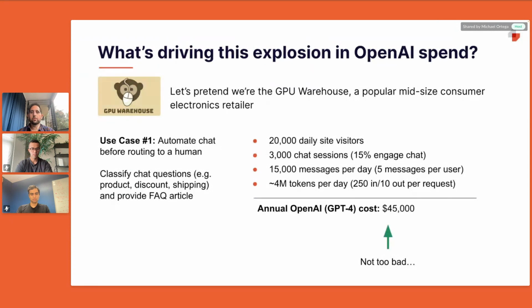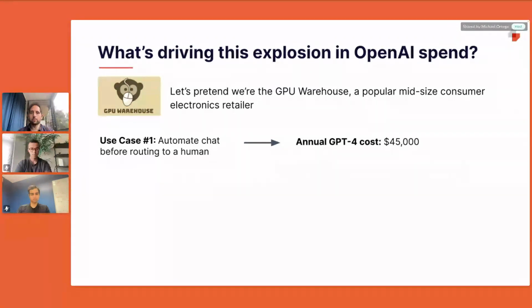This comes out to about $45,000 using the actual GPT-4 cost. You can go to their website and calculate this out yourselves. This is a real cost. That might be palatable for a use case that has helped you reduce the number of live attendees you have to have on your chat and streamline some of your website chat. That's not too bad for an annual cost.